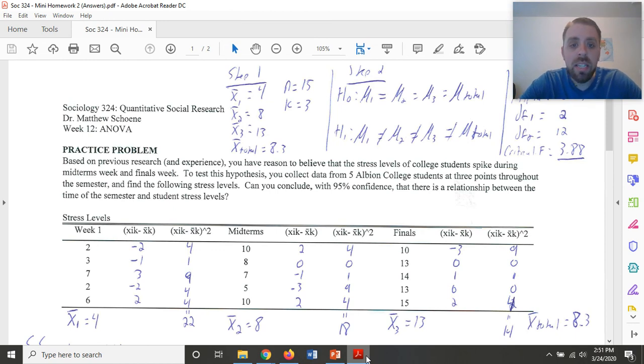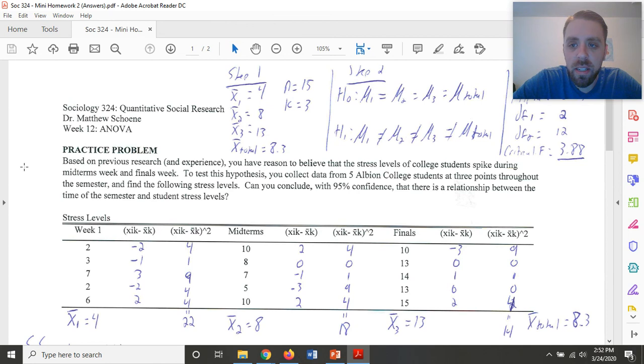Can you conclude with 95% confidence that there is a relationship between the time of the semester and student stress levels? So I gave you this table here, which gave you everything you needed to get started. But clearly, even if you didn't know this was ANOVA, even if you didn't see my label at the top, it's a dead giveaway because I have a categorical variable with 3 or more categories, and I have an interval level dependent variable, and I want to understand whether the grouping variable exhibits some type of an effect on what is observed within the group, okay?